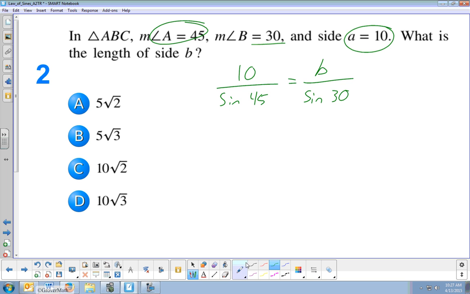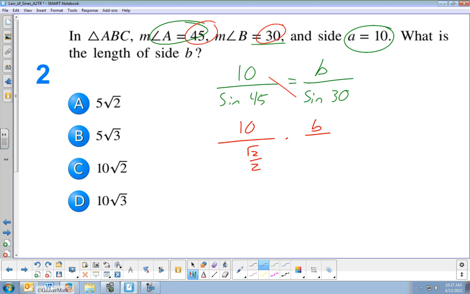And this is one where if I just type this into my calculator, 10 times sine 30 divided by sine 45, it's going to give me a decimal which I can compare to these. But the fact that I see radicals here means that this is probably an exact thing. And what do you know? These are special angles. You know, they kind of stand out, right? So 10 over sine 45 is rad 2 over 2.